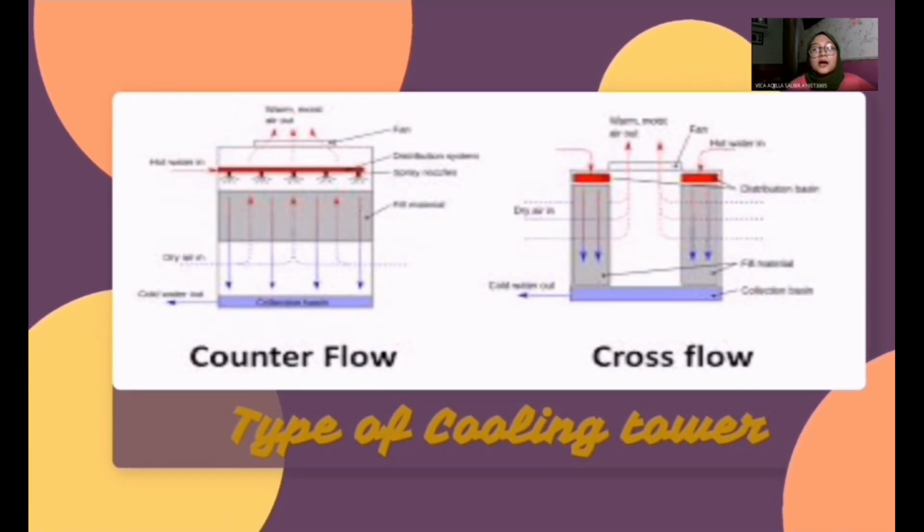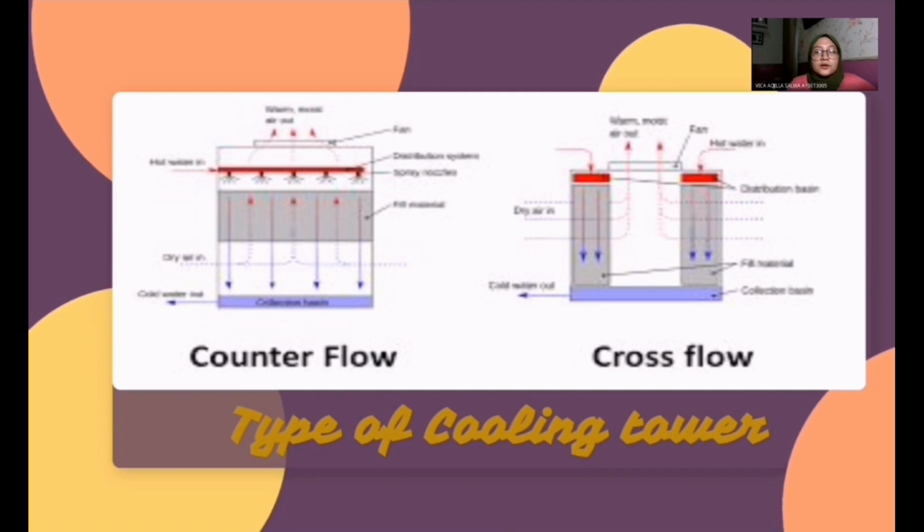by how hot water or air pass through them. We have the cross-flow cooling tower and the counter-flow cooling tower. In a cross-flow cooling tower, the dry air is perpendicular to the hot water flow. The airflow will enter through the cooling tower lattice, where the water flows perpendicular to the air due to gravity.